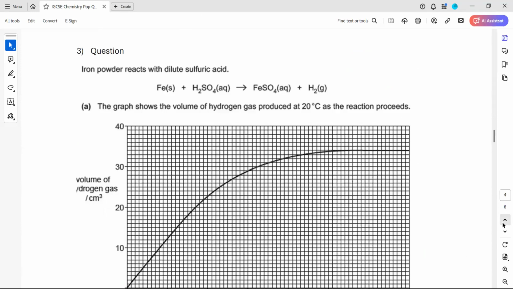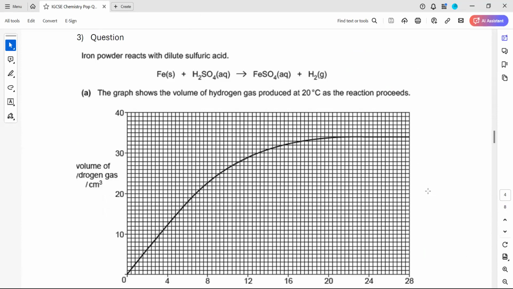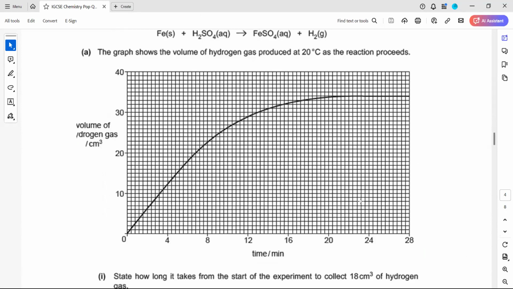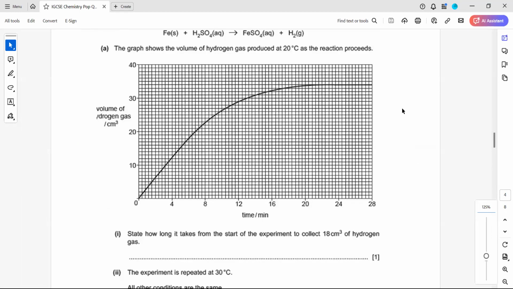Question 3, iron powder reacts with dilute sulfuric acid. As you can see, iron plus sulfuric acid gives iron sulfate plus hydrogen. The graph shows the volume of hydrogen gas produced at 20 degrees. State how long it takes from the start of the experiment to collect 18 cm cube of hydrogen.